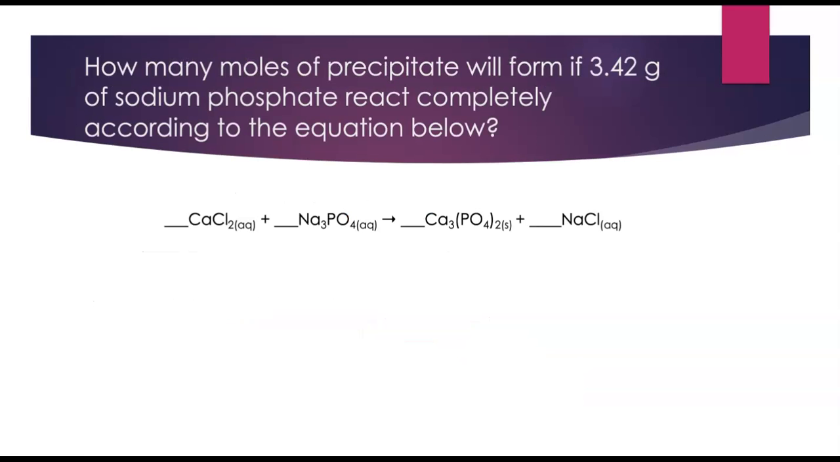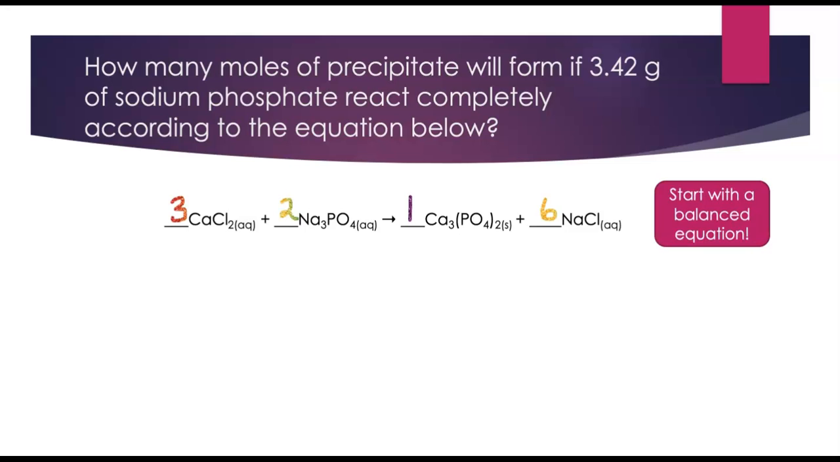Let's do another problem together. How many moles of precipitate will form if 3.42 grams of sodium phosphate react completely according to the equation below? Again, it's another skeleton equation, so our first step really needs to be to balance it. Let's put in all the coefficients, and let's go back and look at the question itself and read it carefully.